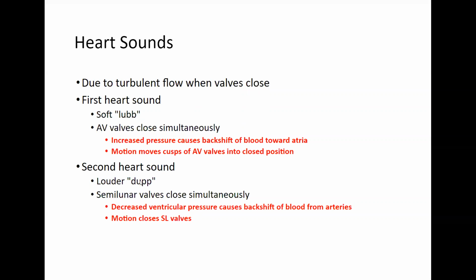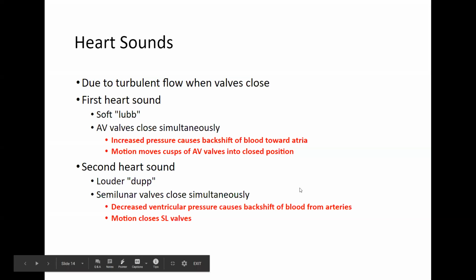The second sound is happening for similar reasons. It's still turbulent flow. This is a louder dub sort of sound. The semilunar valves close simultaneously, and then our ventricles are relaxing. So there is a backshift of blood from the arteries back towards the heart. This motion causes the semilunar valves to close, and then that blood that was flowing backward sloshes around before it can reverse direction and go in the correct direction. That sloshing, that turbulent flow, is what we're hearing.